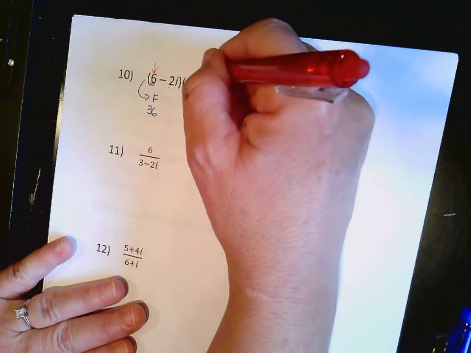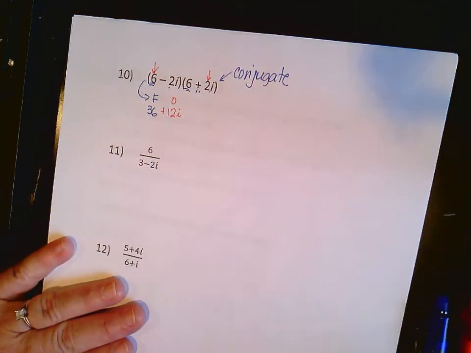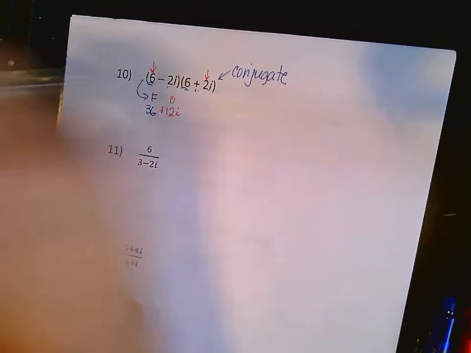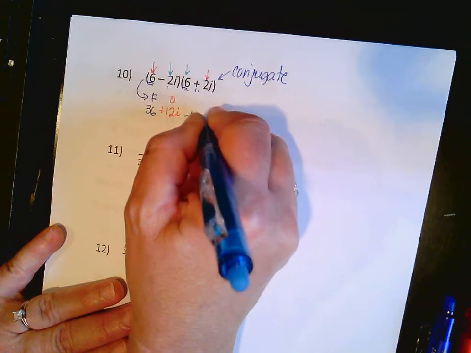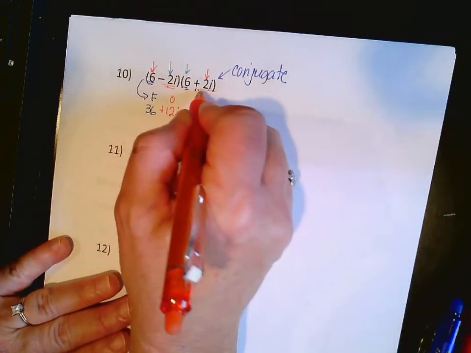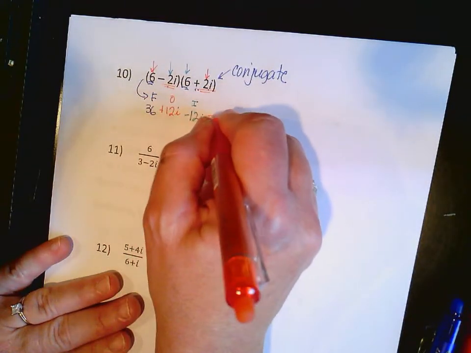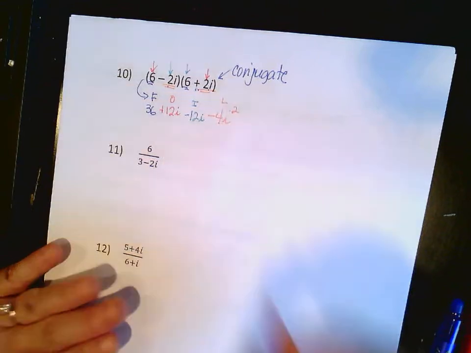The outside is 6 times positive 2, which is a plus 12i. Now I'll get my inside in here. My inside is negative 2i times 6, that's a minus 12i. Those are my inside terms. And then my last terms are negative 2i and positive 2i. Negative 2 times 2 is a minus 4. I times I is I squared. And that's our last term.